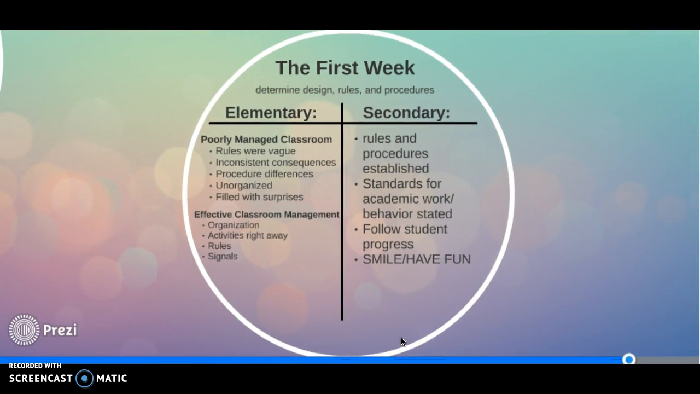So for the first week of school, a poorly managed classroom would have very vague rules, inconsistent consequences, procedure differences, very unorganized, and filled with surprises. So not having an answer to a random question a student asks, that sort of thing. And then effective classroom management would look like organization, activities right away, rules, and signals.